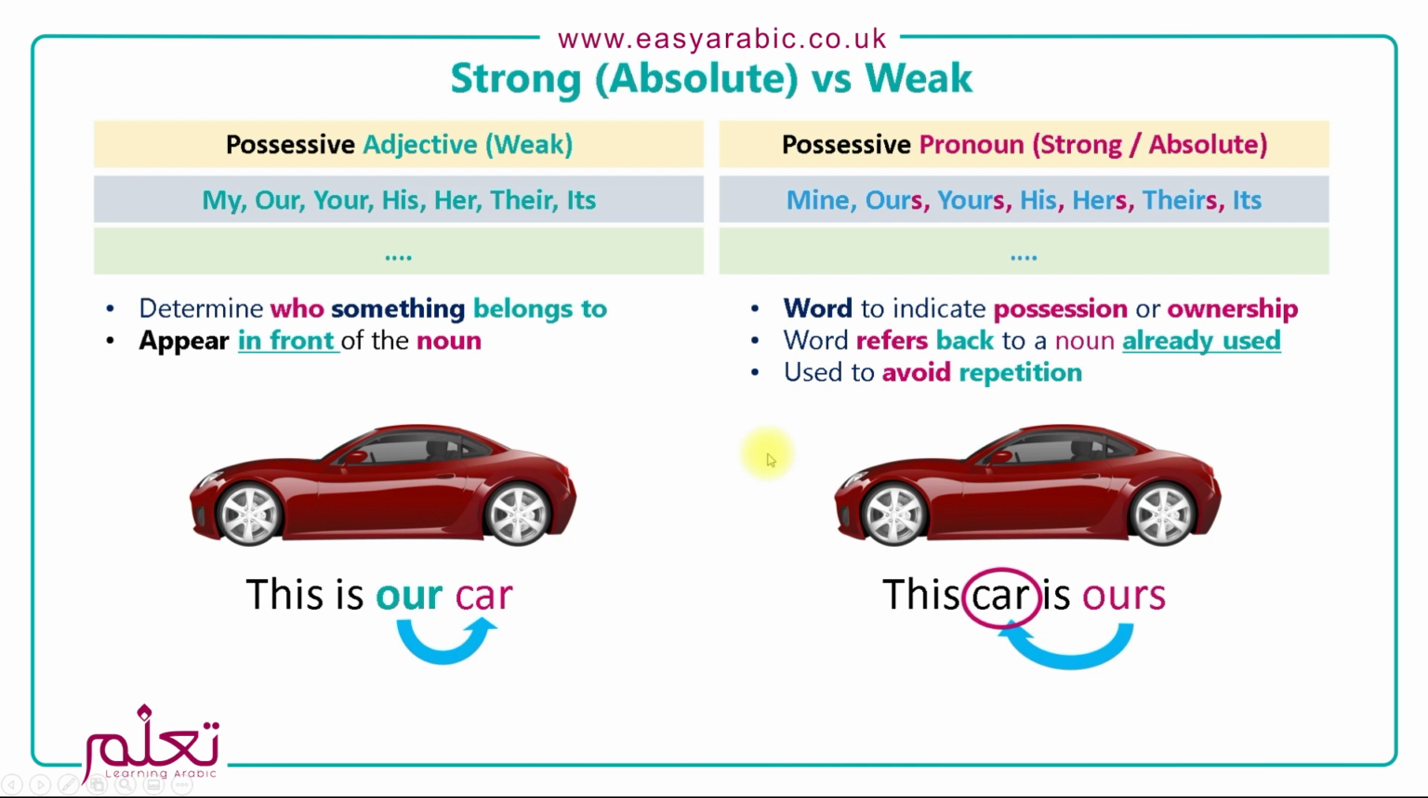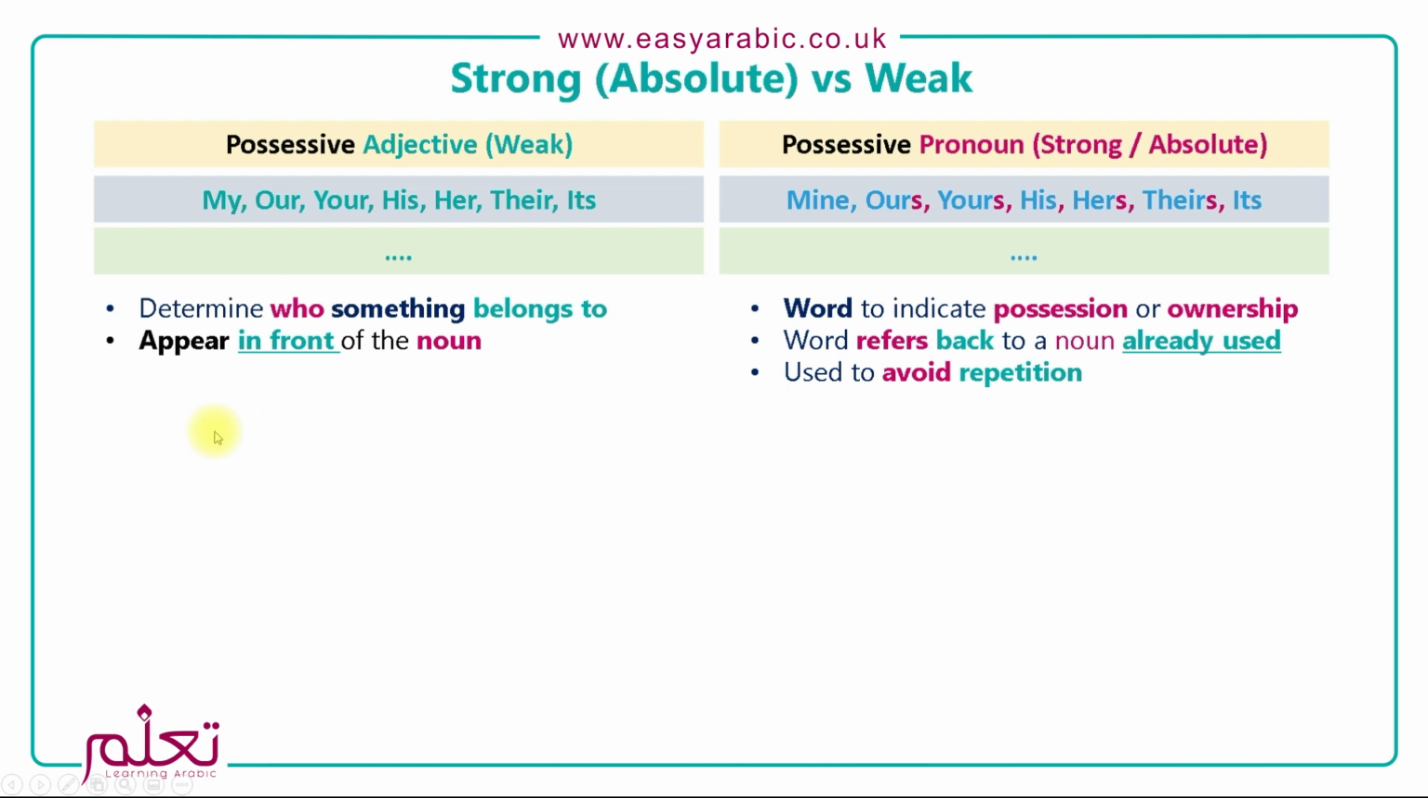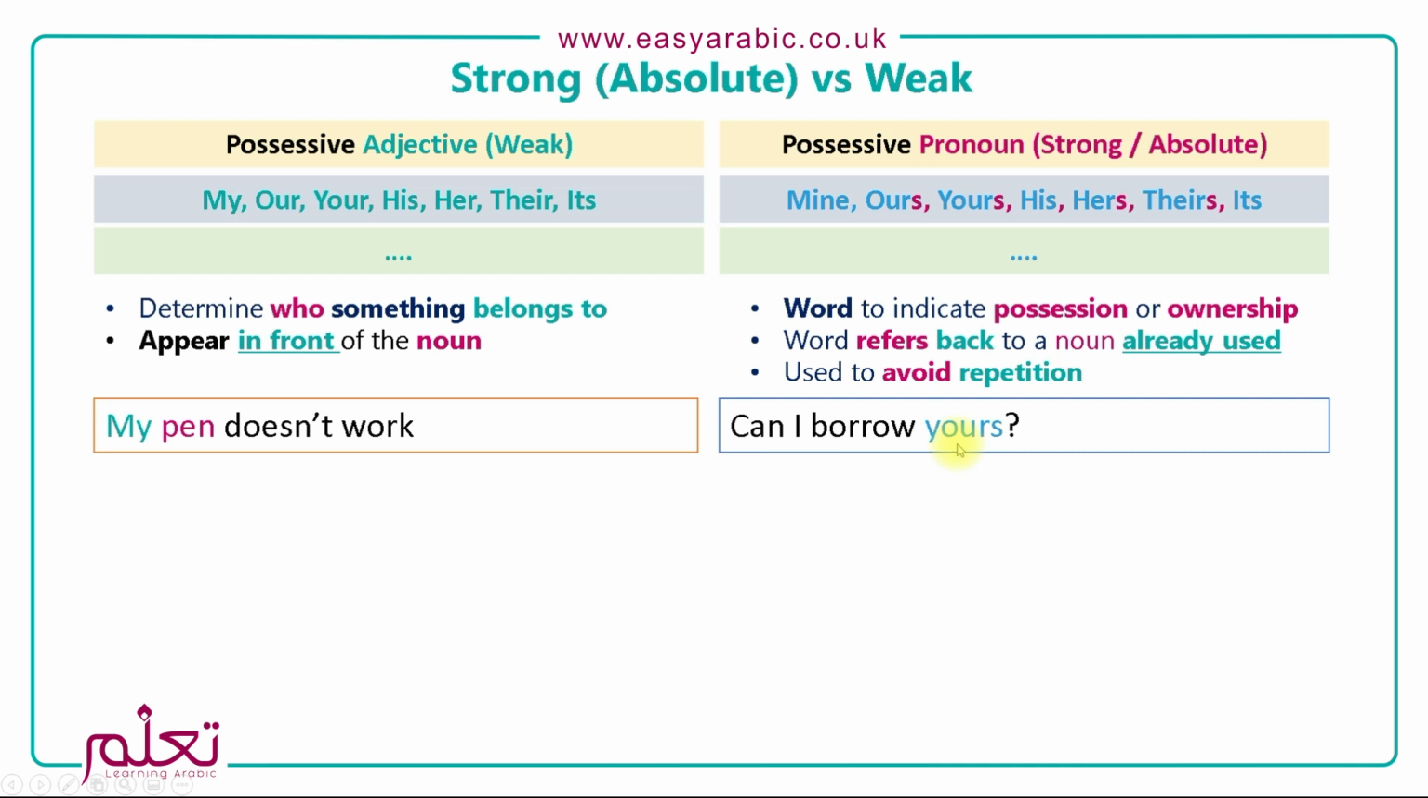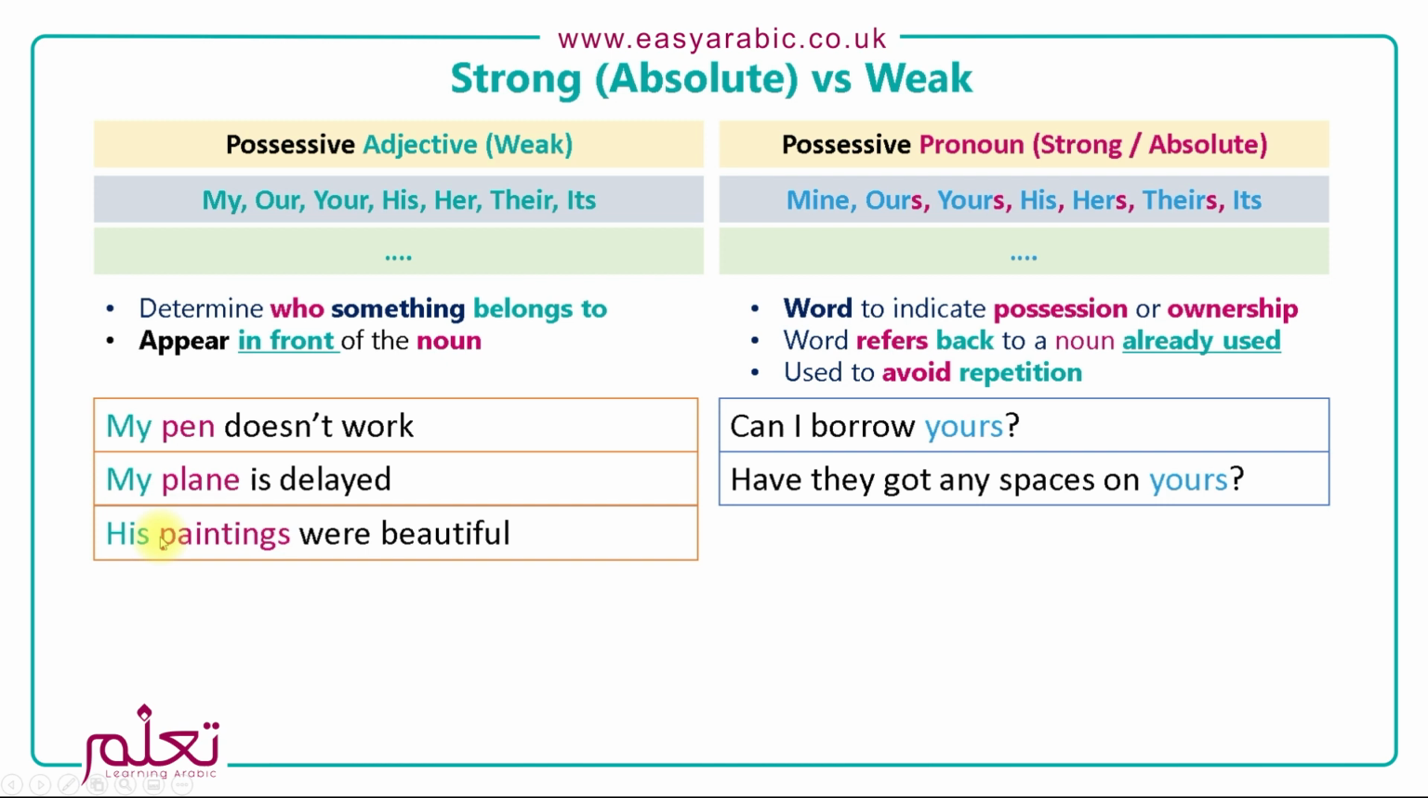So for the possessive adjective, and I'll show you the differences here, my pen doesn't work. Can I borrow yours? Okay, so you see the difference? If this was one sentence, we are talking about the pen. Next one is my plane is delayed. Have they got any spaces on yours? His paintings were beautiful, but I liked hers better.